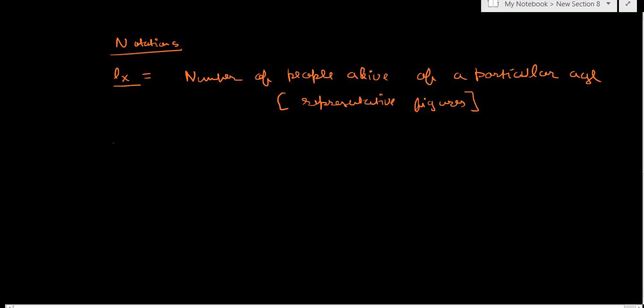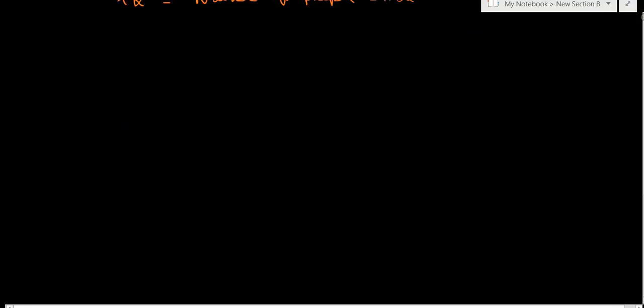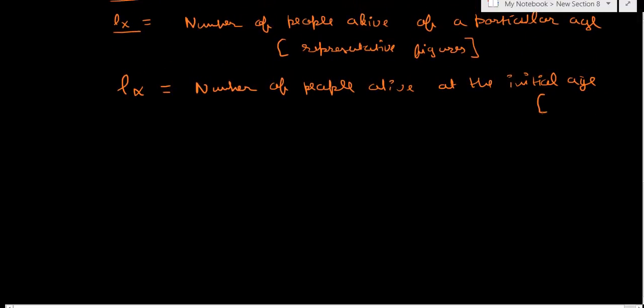Okay, so with lx there is another notation called l alpha. That is the number of people, again representative people, alive at the initial age in the life table. Initial age, that is where the life table begins from. This is called the radix of the life table. The radix. For simplicity, this is usually taken to be a representative figure like 10,000 or maybe 1 lakh, that is 100,000, or let's say a million, that is 10 lakhs, and so on. Such figures are taken as l alpha for the sake of simplicity.